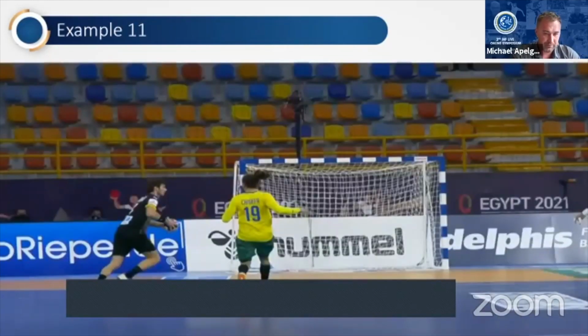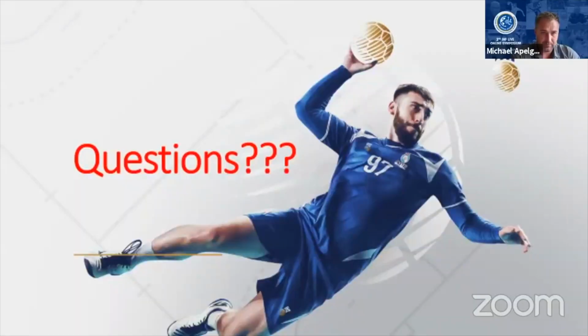We can also skip number 11, which is a bit different. So we can open for some questions. Do you have some questions, Courtney?